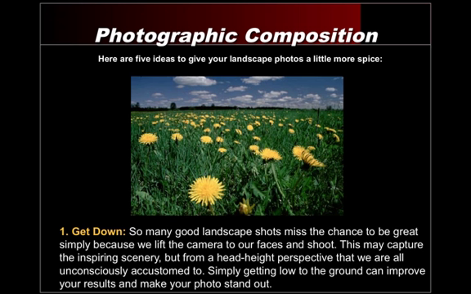Get down. So many good landscape shots miss the chance to be great simply because we lift the camera up to our faces and we shoot. Even though sometimes we get lucky and it may look great, quite often if we try to find a unique perspective from down below or tilt down or from a high perspective shooting down, we'll find that we improve dramatically the composition of the photograph. So tip number 1, get down and try shooting out through the grass, through the leaves, and you'll notice that your perspective will change. It'll make things a lot more interesting.